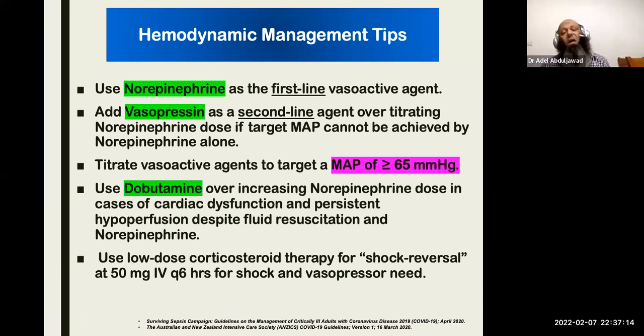Also use what we call a shock reversal dose of steroids, which is hydrocortisone 50 milligram Q6 or 100 Q8, so between 200 to 300 milligram per day, for a patient who is on high vasopressor support or combined norepinephrine and vasopressin. They found this dose for 5 to 7 days acts as a shock reversal. It can help you to shorten the duration of shock and shorten the duration of vasopressor.